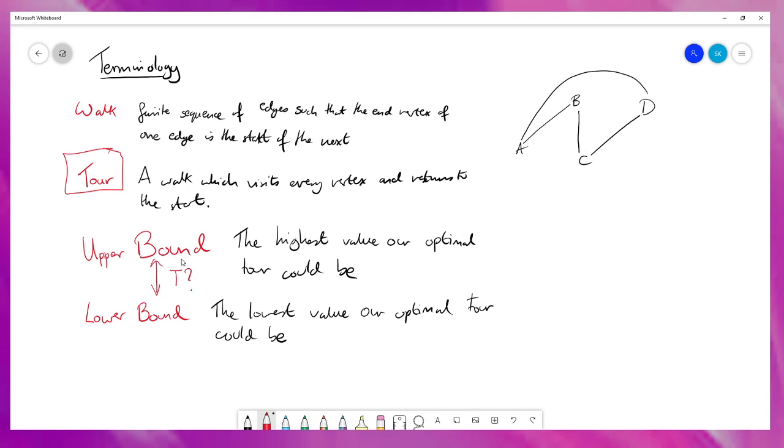We might find several upper bounds, and we might find several lower bounds. So we need to look at selecting the best upper bound or the best lower bound, and that's something we're going to do in future videos. These are really important terms as well, but tour is the word that is going to come up most, because that is what we're trying to find.